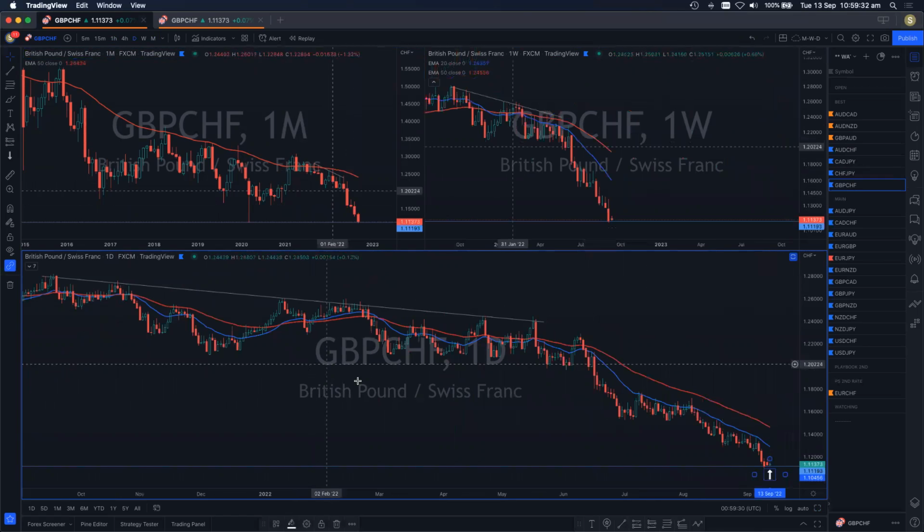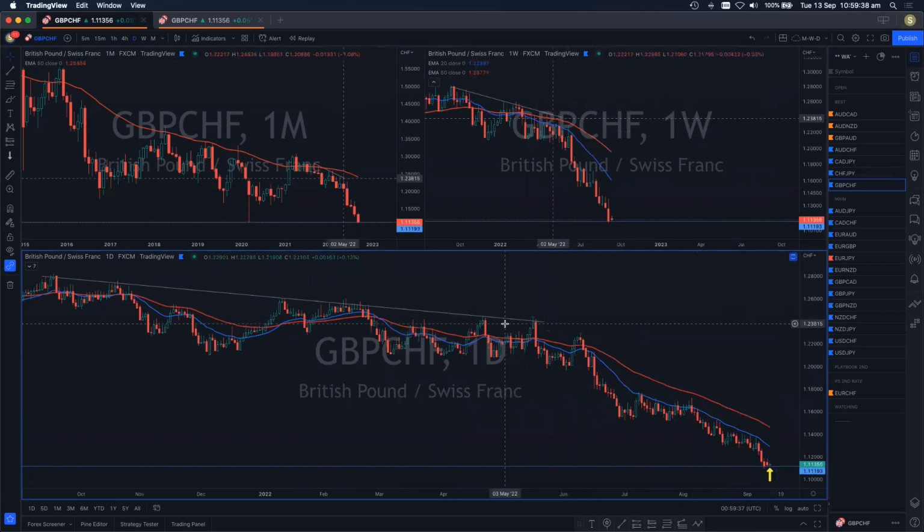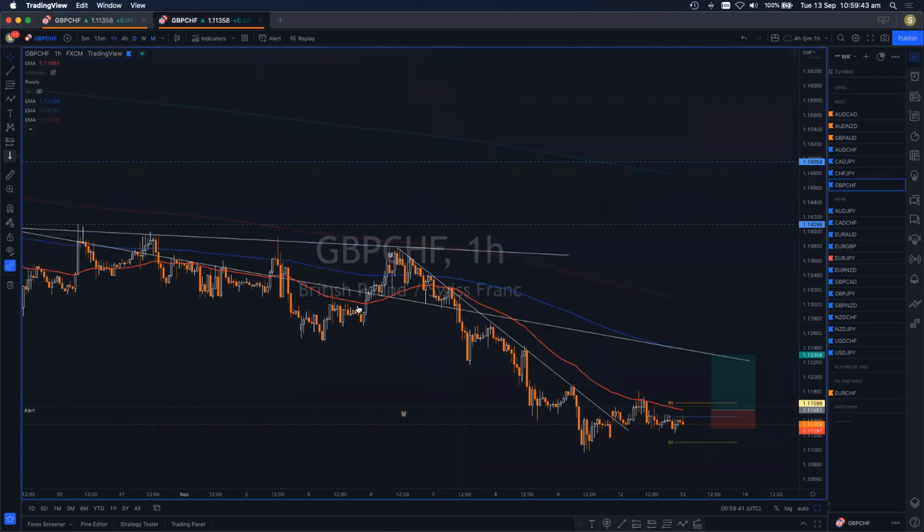Good. So I'm liking this. Make that a nice big yellow one. So what have we got in the hourly? Well, here we go. We've got higher lows. That's a nice start. Look at this trend line here that's been broken and retested. The hourly 50 has been tested but not broken yet.